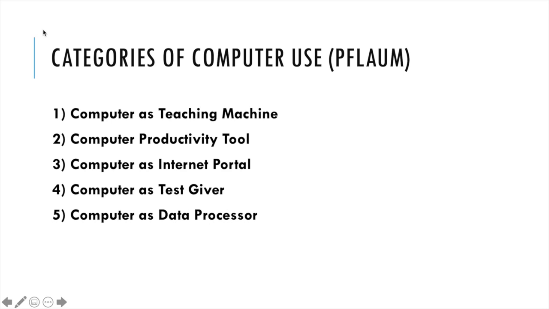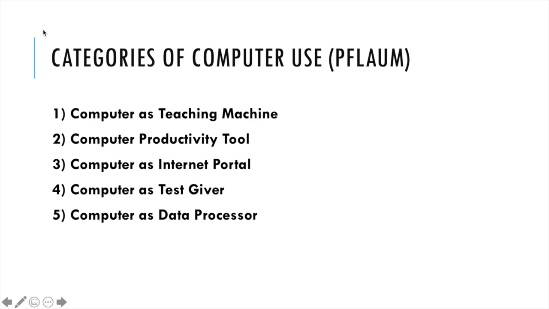The second category is computer productivity tool. This category is common in middle schools and high schools. The computers are used for communication, especially in essays and presentations. The third category, computer as internet portal, is so teachers can use the internet to give students access to information they wouldn't normally find in the confines of the school building.